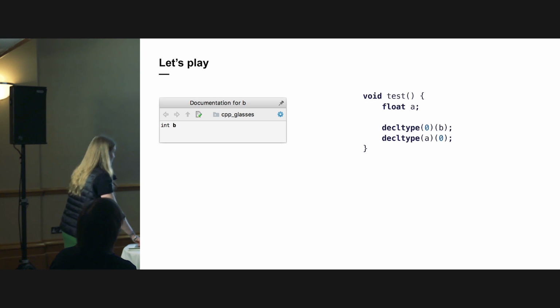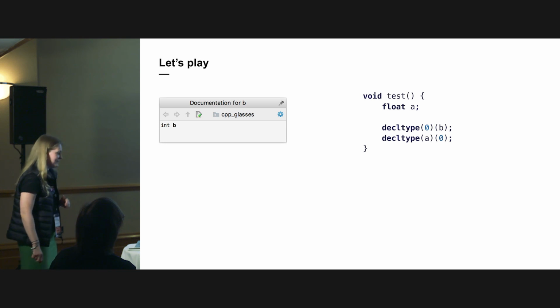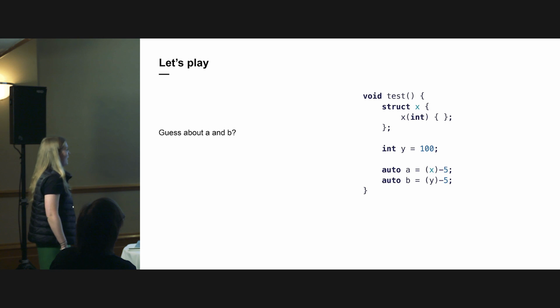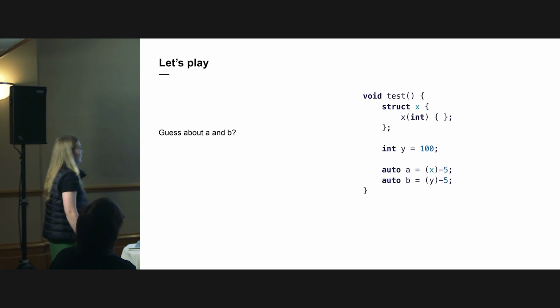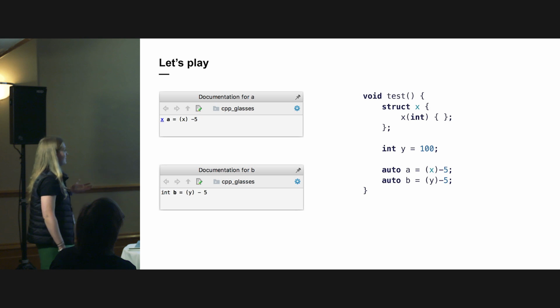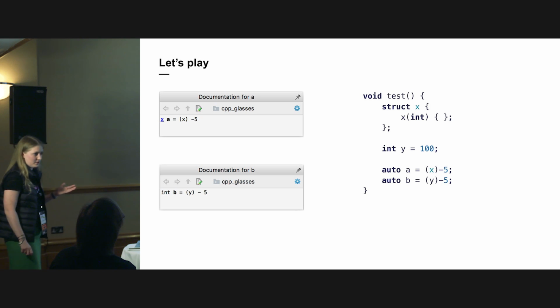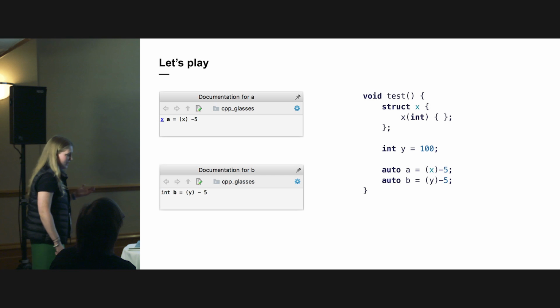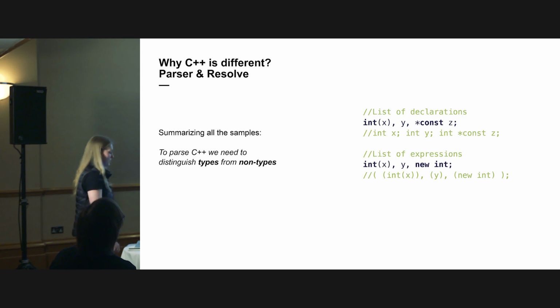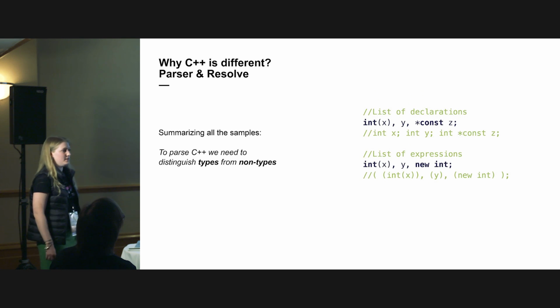I will play a little bit more in this game, and we'll show you this nice example. The two lines at the bottom of the test function really look the same. But again, the first one is a cast, and the second one is an expression.